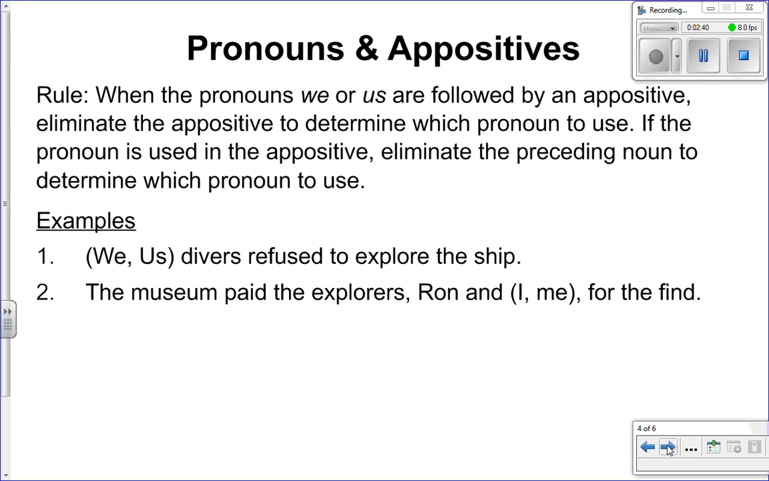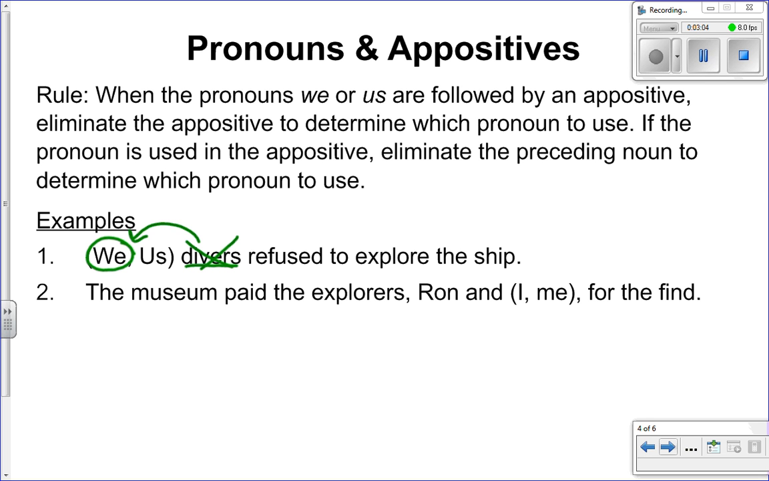So in number 1, we, us, divers refuse to explore the ship. The appositive is the word divers because it's identifying we or us. I'm going to drop the appositive and try the pronouns. Would I say we refuse to explore the ship, us refuse to explore the ship? It's we. So the finished sentence would read, we divers refuse to explore the ship.